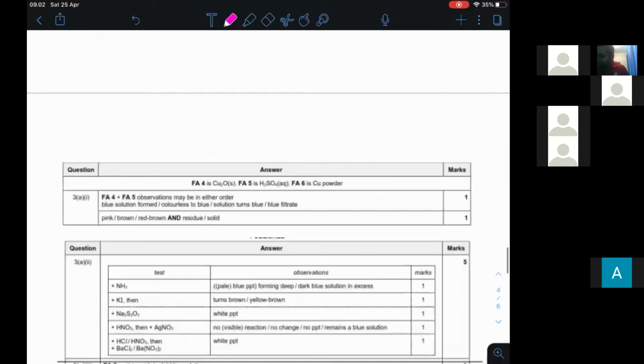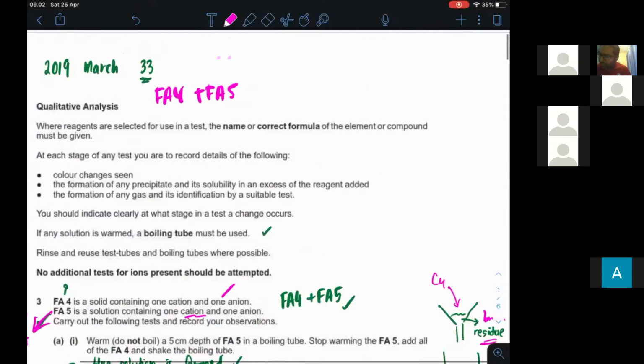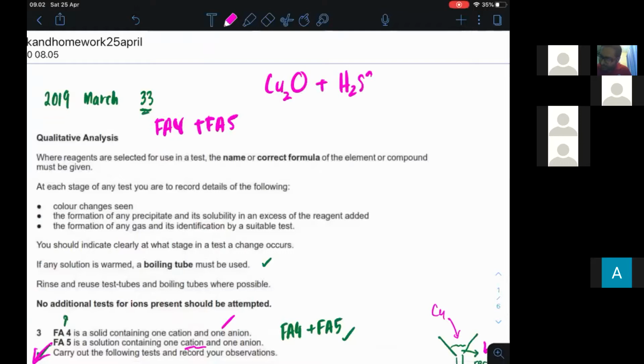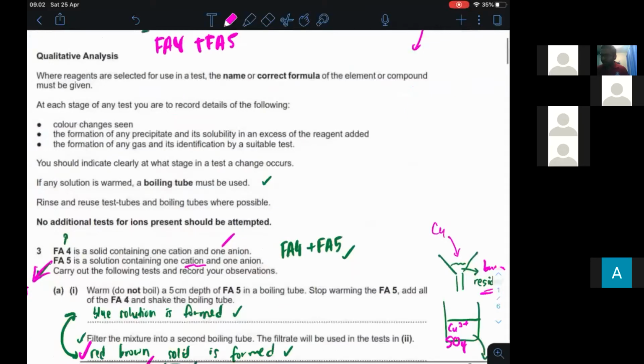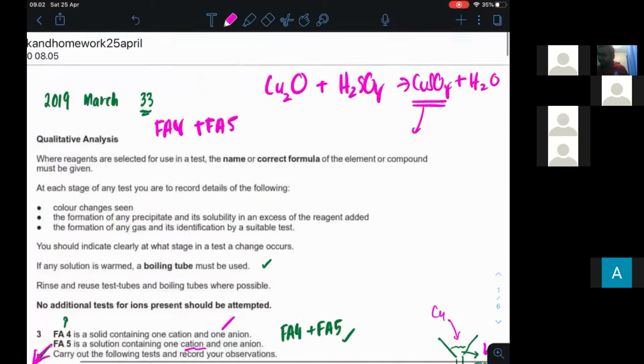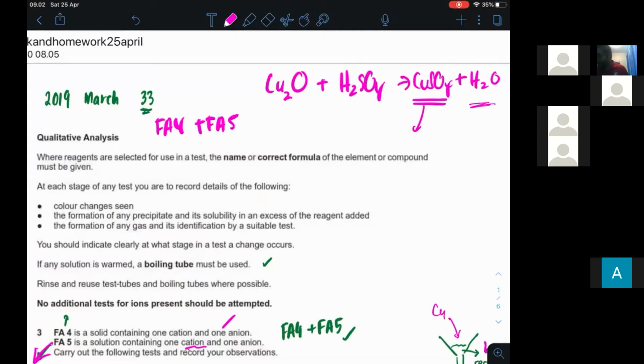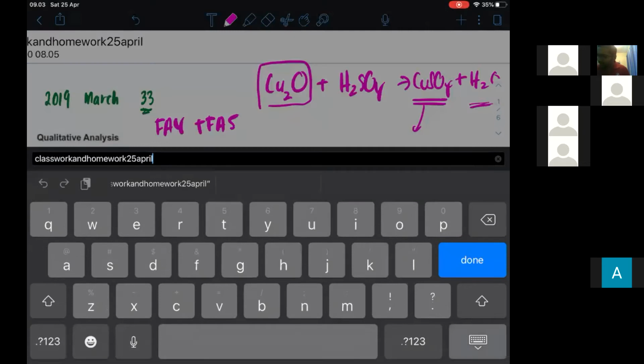So copper(I) oxide plus sulfuric acid. When you add, what are you going to get? You are going to get copper sulfate, and then you are going to get water. Now, when we were testing the filtrate, this is going to be copper sulfate, so the first part we are correct. The second part, there's supposed to be no residue, but it is telling us that our copper(I) oxide was in excess.